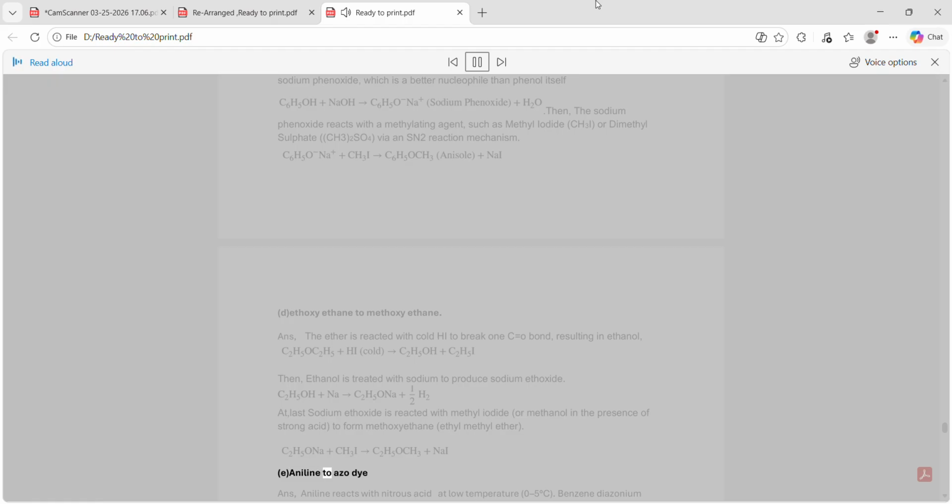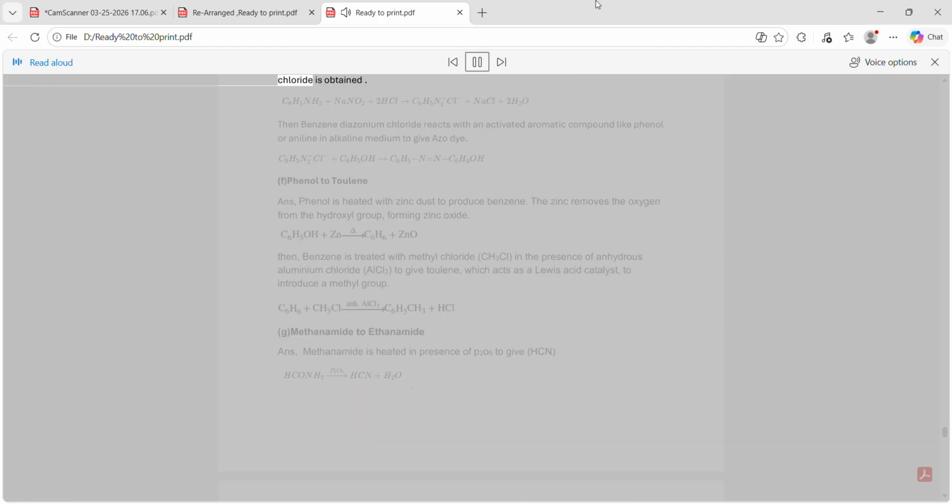E. Aniline to azo dye. Answer: Aniline reacts with nitrous acid at low temperature, 0 to 5 degrees Celsius. Benzene diazonium chloride is obtained. Then benzene diazonium chloride reacts with an activated aromatic compound like phenol or aniline in alkaline medium to give the azo dye.